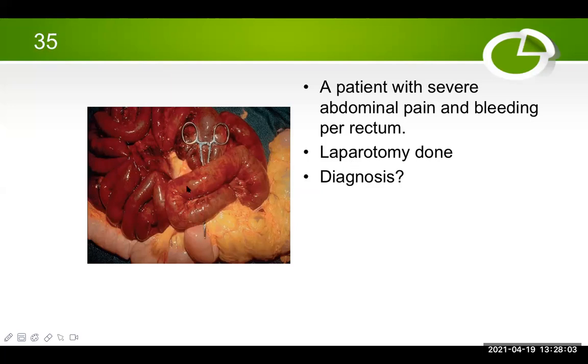Now, what should we do for this patient? What is the treatment? First thing is to diagnose, and then immediate laparotomy and remove the necrotic part. Exactly. Remove the necrotic part after resuscitation and do end-to-end anastomosis. End-to-end anastomosis. Exactly. That is the treatment.